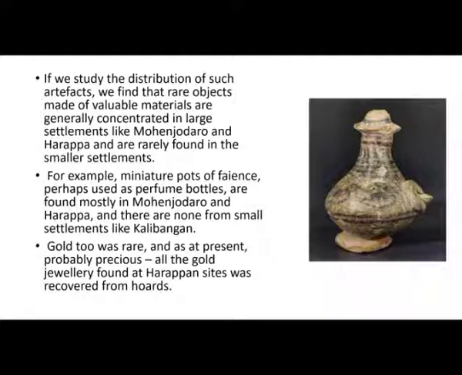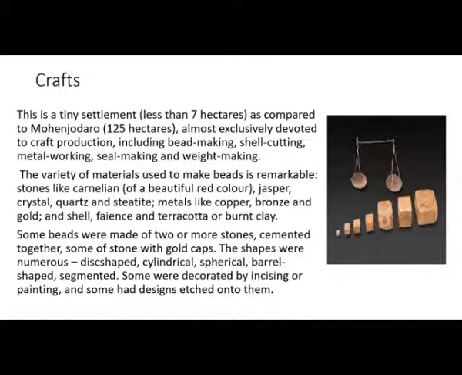Gold, too, was rare and probably precious, and all the gold jewelry was found at Harappan sites. Mohenjo-daro was almost exclusively devoted to craft production, including bead making, shell cutting, metalworking, seal making, and weight making. A variety of raw materials were used to make crafts, such as stone, shell, and clay. The shapes of the crafts were disc-shaped, cylindrical, spherical, barrel-shaped, and segmented.